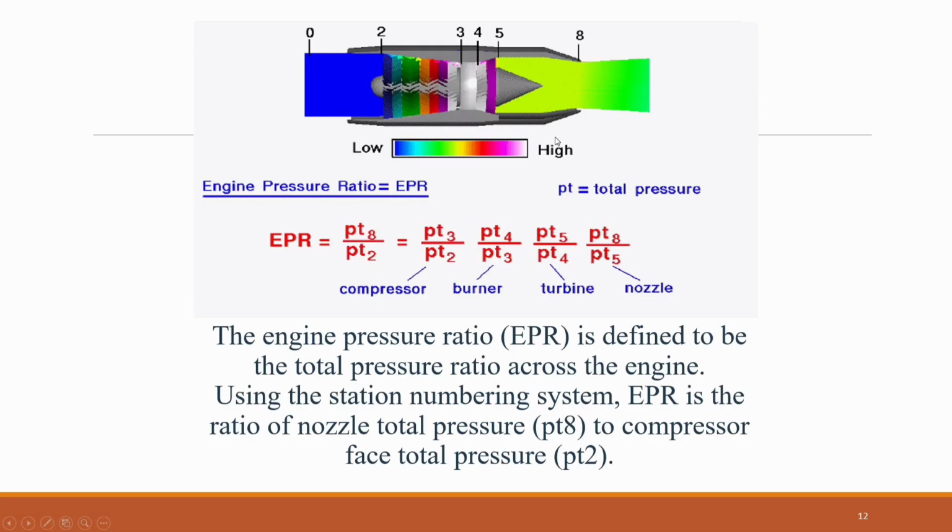PT8 divided by PT5 is the nozzle pressure ratio, representing the conversion of pressure into high-velocity exhaust flow to produce thrust. This breakdown allows engineers and pilots to understand how each engine component contributes to the overall pressure rise and engine performance.